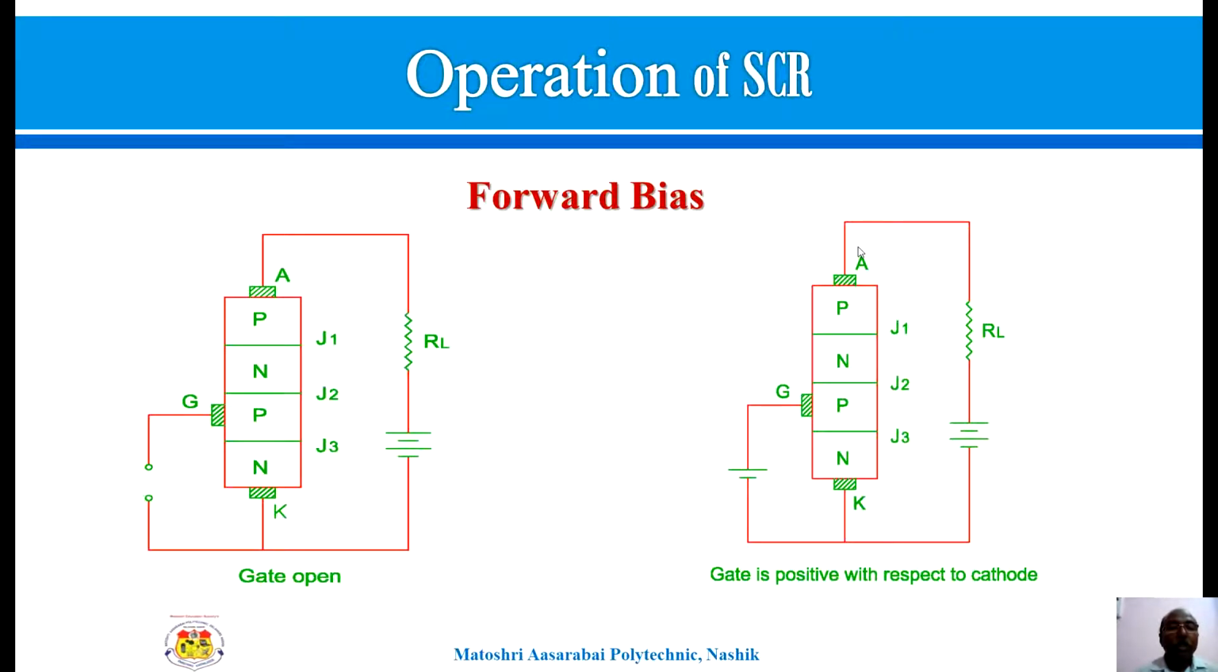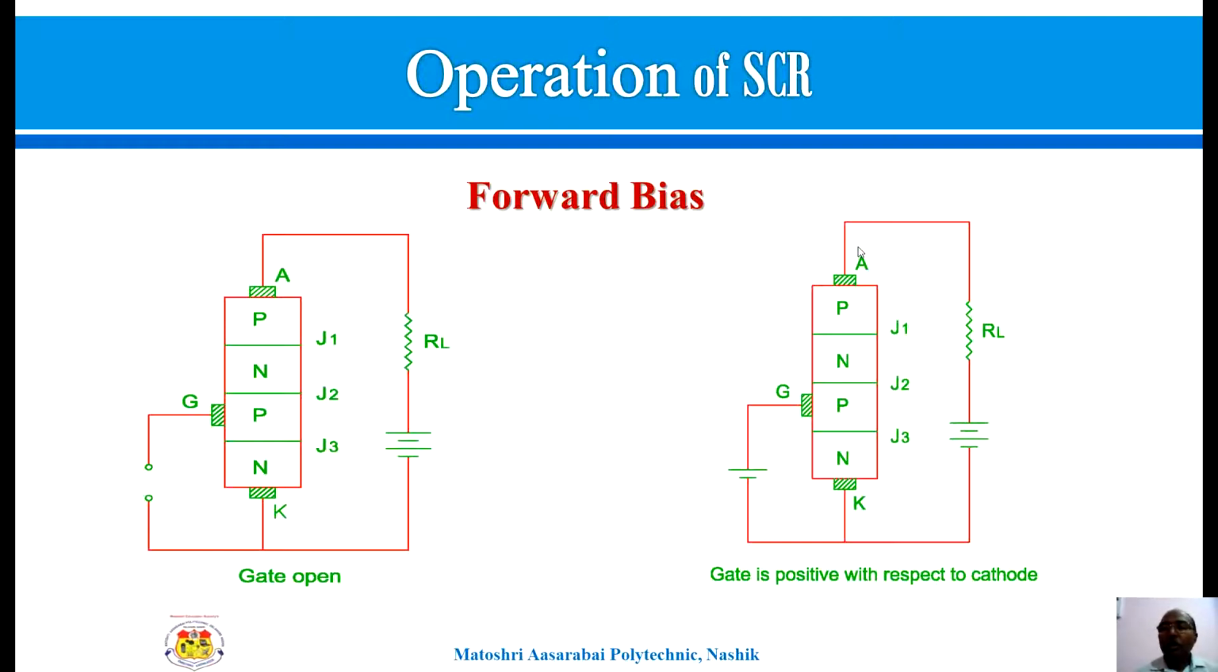If you increase the voltage, then at the VBO, forward breakover voltage, this device can be turned on. But this VBO voltage is very large, so generally we do not use it. We want to turn on this device below the VBO, so we can use the gate terminal. Now we can see that the gate supply is connected to the gate terminal. Here a DC supply is connected.